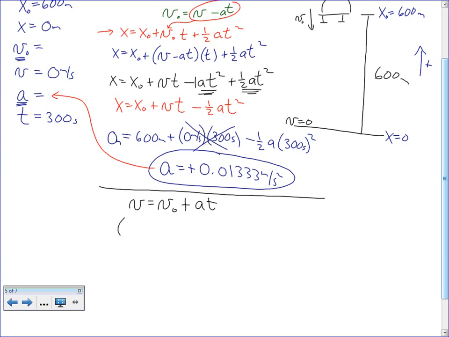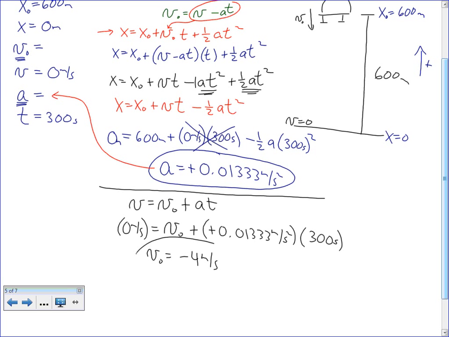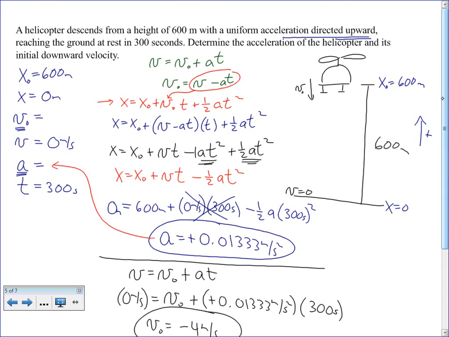So I have that the final velocity is 0 meters per second. That equals the unknown initial velocity v sub 0 plus the acceleration positive 0.01333 meters per second squared times 300 seconds. And so if I solve that for the initial velocity, I get negative 4 meters per second. And again, to check to see if this agrees with what we were told, that it was initially moving downward, so that velocity should be negative.